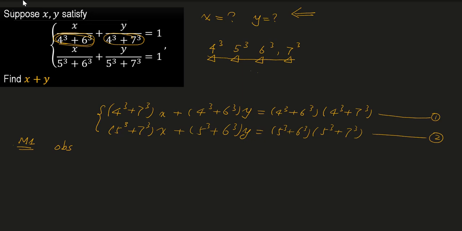In equation 1, we find that this component, 4 cube, appears in every term of this equation. And in equation 2, 5 cube has the most occurrences, right? And it appears in every term of this equation. Therefore, we find that these first two components have some specialties in them. So let's put it down.